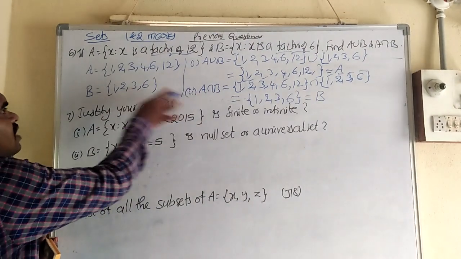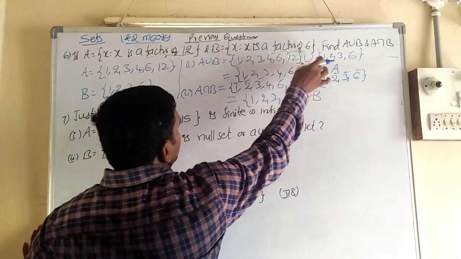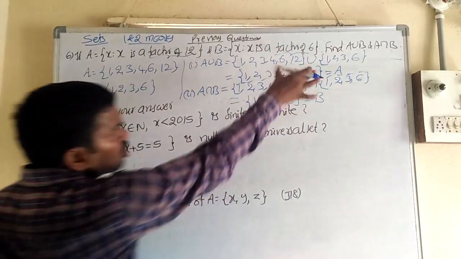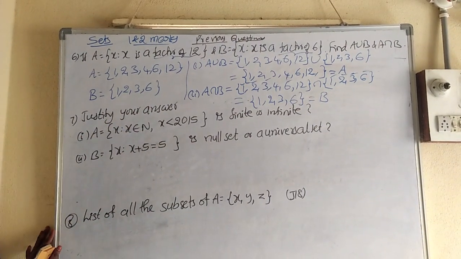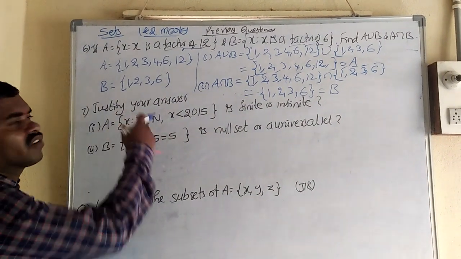So just write down A union B: A, write down union, B. Union means all the elements. A intersection B means common elements. This is the answer. Take the 7th question just for your answer.